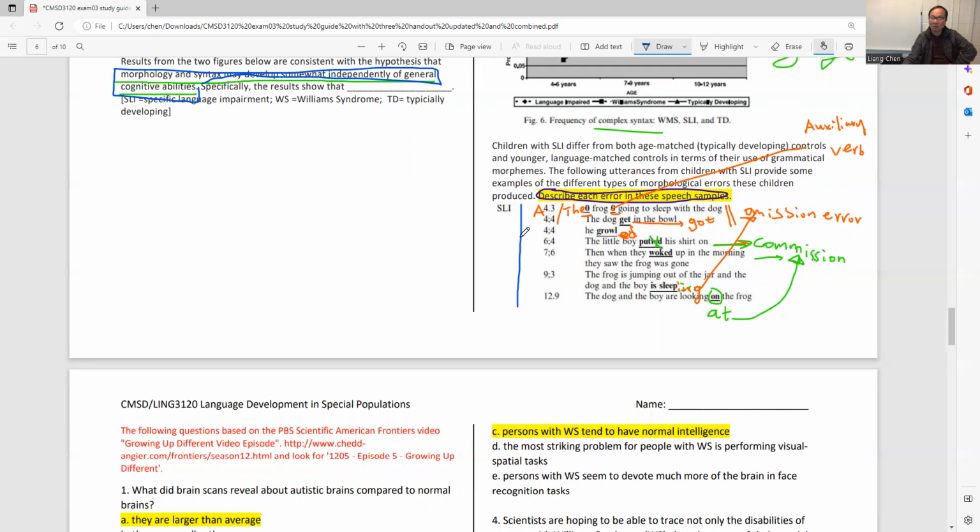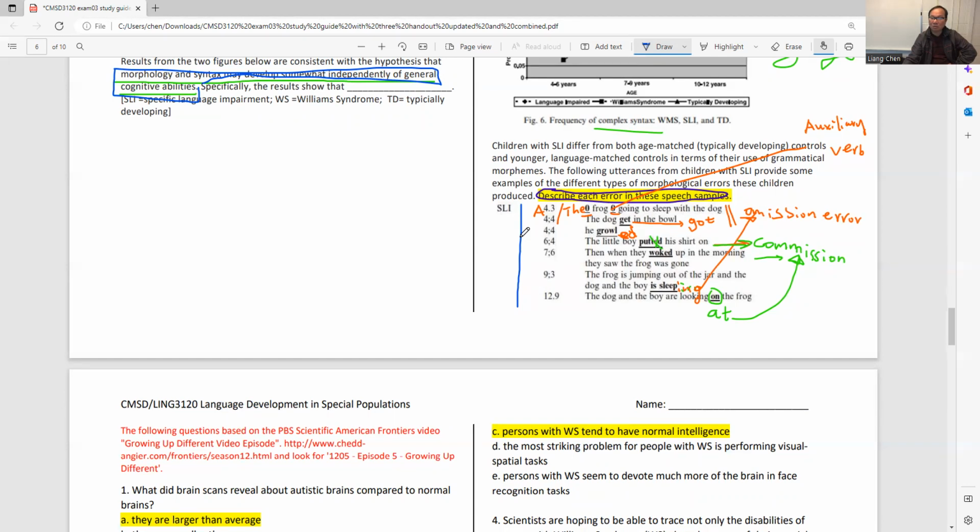"The dog get in the bowl" should be either "gets in the bowl" or "got in the bowl." So there's an omission of the tense morpheme, past tense morpheme or present tense morpheme. "He growed" or "grows." So again, that is also an omission area, past tense morpheme. Here "put it." So they used the regular morpheme for the irregular verb. So that's a commission area.